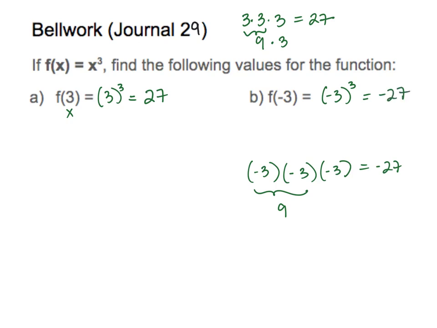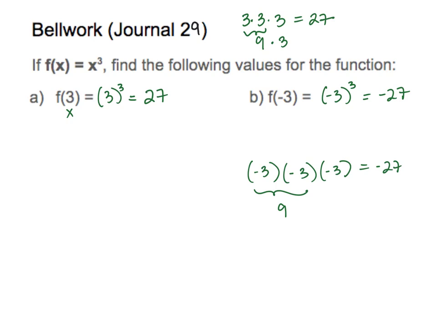And those are my values. The reason we're doing these problems is because today we're going to figure out what this x cubed looks like on a graph. But before we can get there, I want you to realize that when your x is positive and you plug it into an x cubed, you're always going to receive a positive number. However, when you have an x that's a negative number and you plug it into your x cubed, you're always going to get a negative number because there are an odd number of negative numbers.